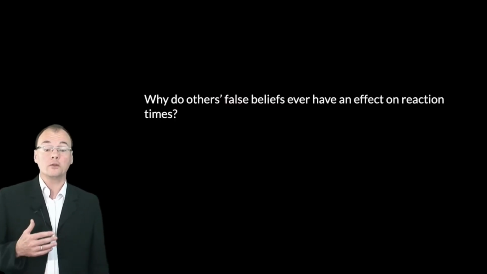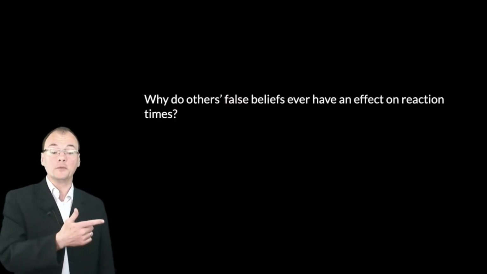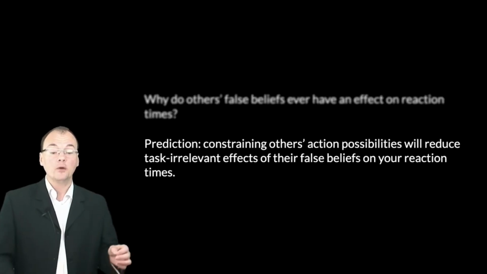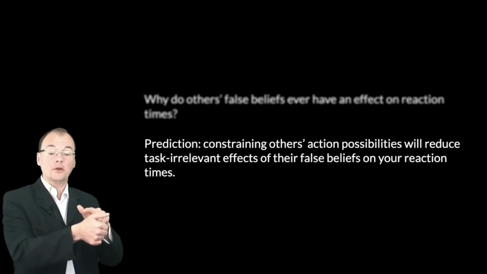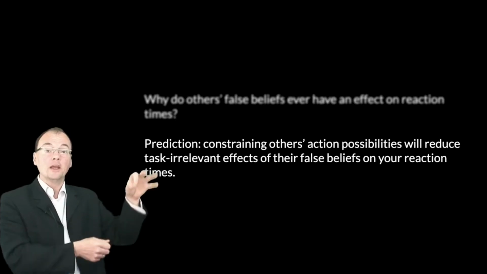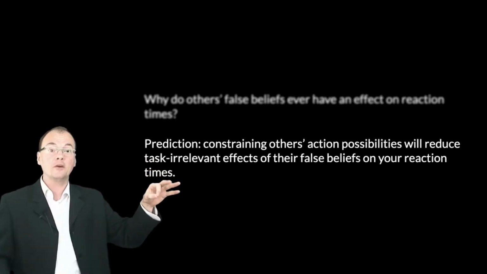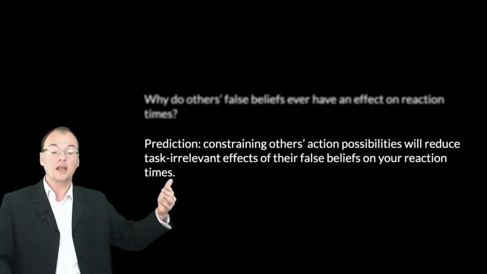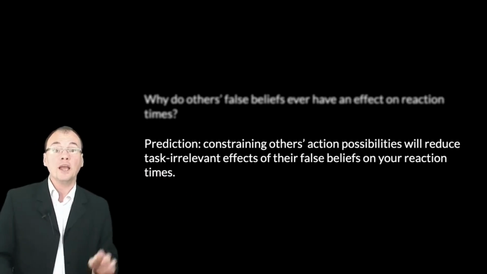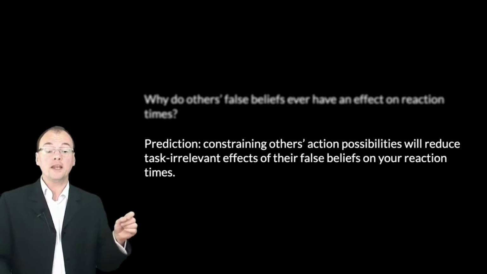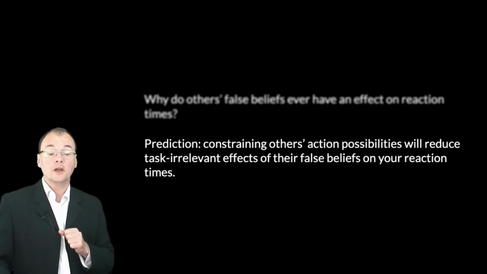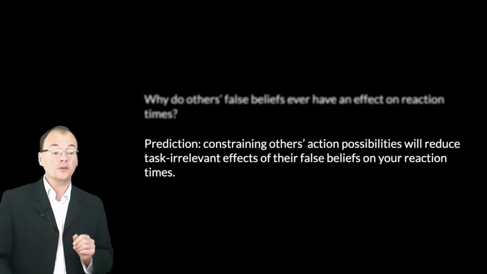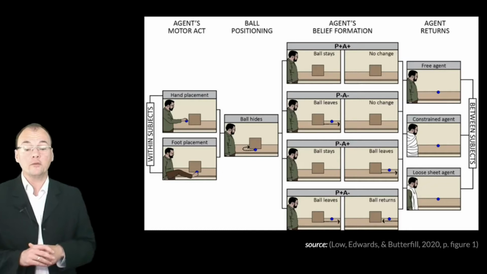So here's a really wild thought. Why is it that other people's false beliefs have an effect on your reaction times? Well, maybe what's happening here is that those anticipations of their action are influenced by the fast mind reading processes that are keeping track of their belief. So somehow that information about belief is feeding into the motor processes that anticipate action. Now, if that's right, then constraining other people's action possibilities ought to reduce the effects of the false belief on their reaction times. So to test that, what we did was use Jason in some videos again.